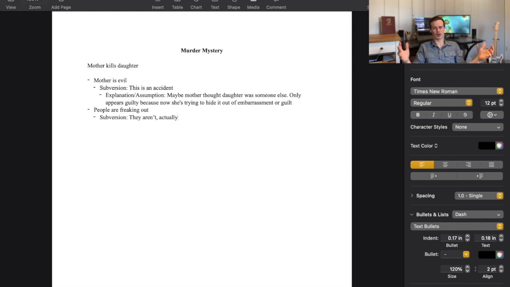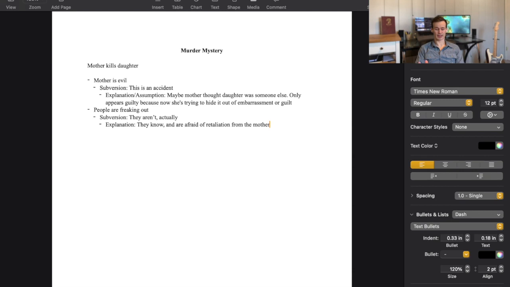So they can't even be like, oh, well, it's not going to be the obvious thing, it's going to be this other thing. Well, there are so many possible reasons. For example, people are freaking out. Why aren't they freaking out? We can think of a lot of reasons why they're not freaking out. The one I'm going to write out is that they know and are afraid of retaliation from the mother.